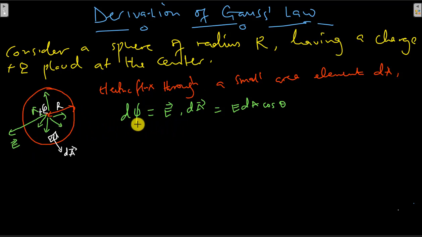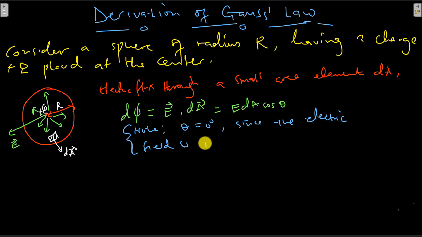But as you notice from this diagram, the angle theta is going to be 0 degrees everywhere, since the electric field is radial. So everywhere we have theta as 0 degrees, and so we can conclude that the electric flux through a small area element dA is going to be given by E dA everywhere.